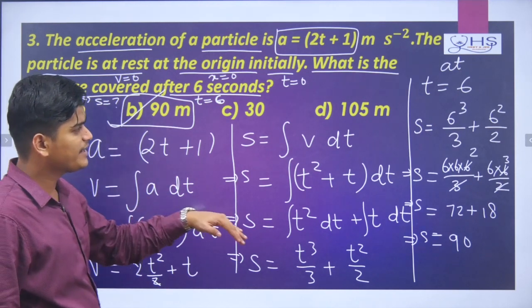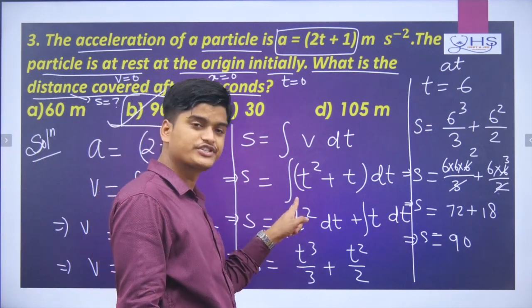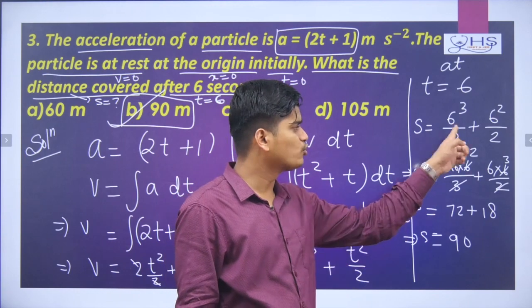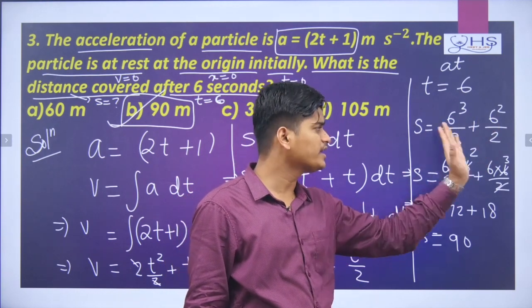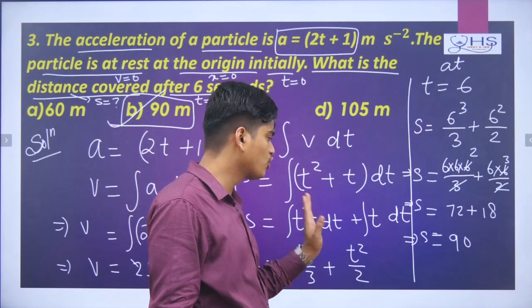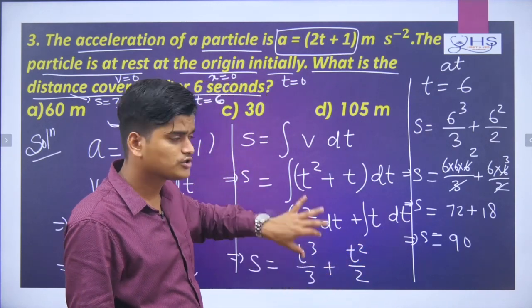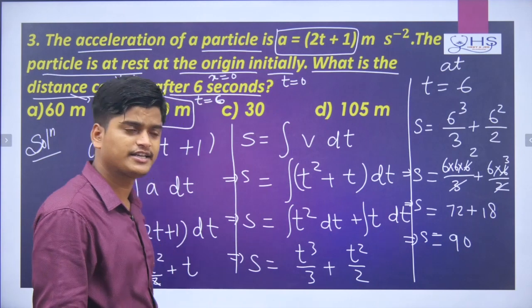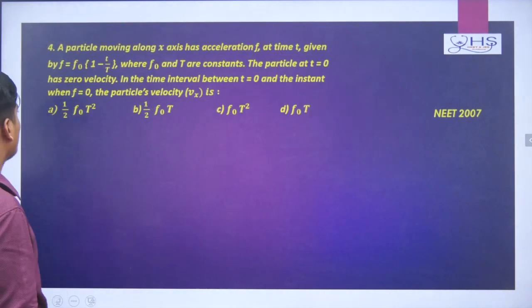Although here if we take the limit, we will take 0 to 6 also. So the 0 limit you should not put here, because here we are taking no constant terms and everything is in t basically. So if we take the lower limit 0, it will come as 0. So it is only the upper limit you are substituting to get the answer. Okay. Now come to this one.